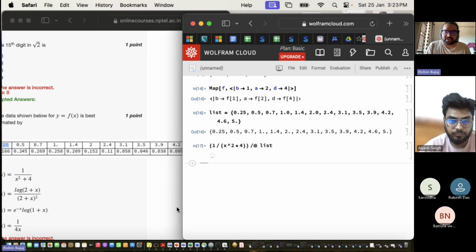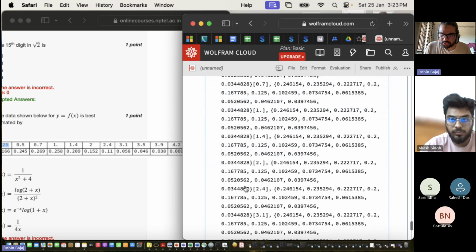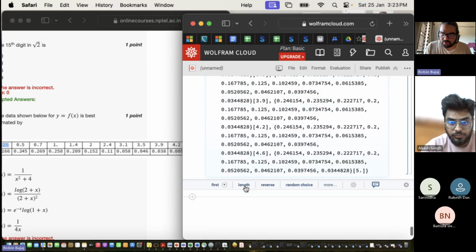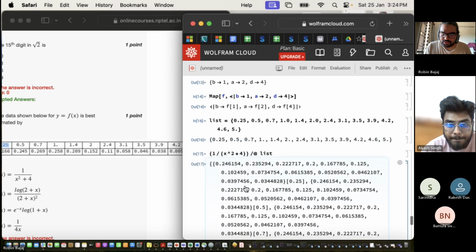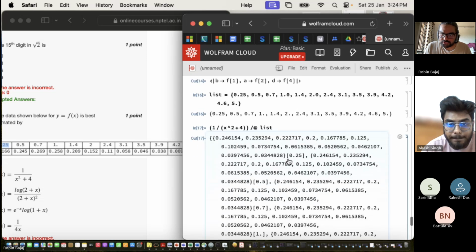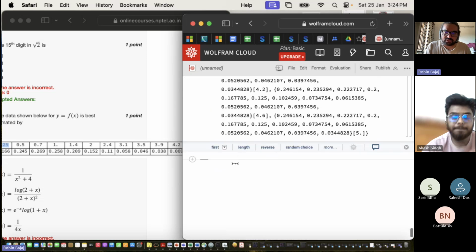If I do shift enter, that would give me the... well, okay. So what happened? At 0.25, it gave me this. No, I think we used the wrong syntax. Let me do it another way.